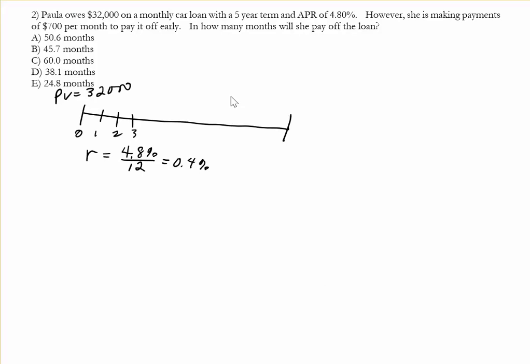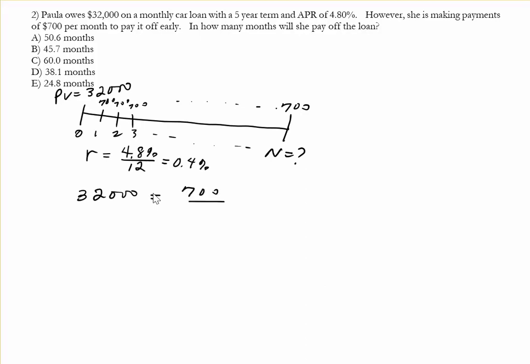The question is, if she makes payments of $700, how long would it take for her to pay off the car loan? If we calculate what the payment would be over a 5-year period monthly at 4.8%, the payment would be less than $700, but then she would take the full 5 years. So here it doesn't really matter that the maturity is 5 years. We just care about how soon she can pay off the loan if she makes $700 payments.